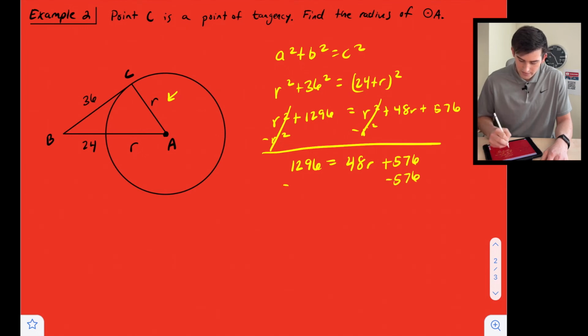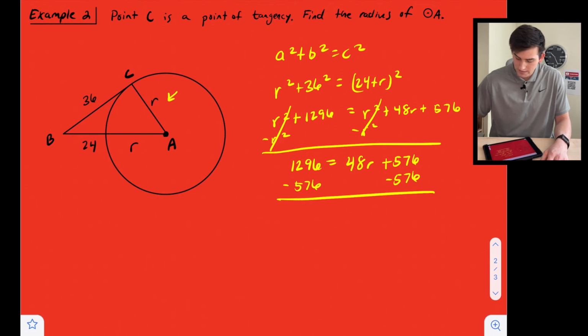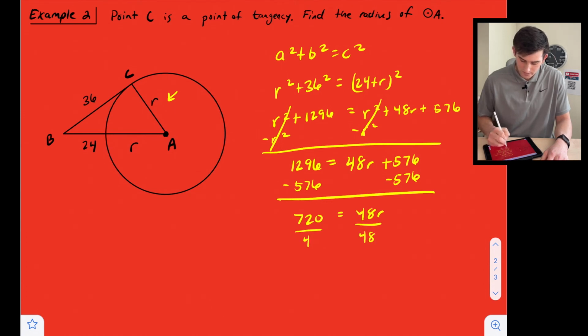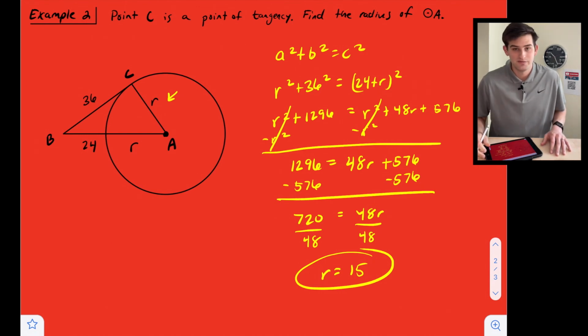So let's subtract 576 from both sides. When we do that, 1,296 minus 576, we get 720 equals 48r. And last step, we can divide both sides by 48, and we get r is equal to 15. So our radius there would be 15.